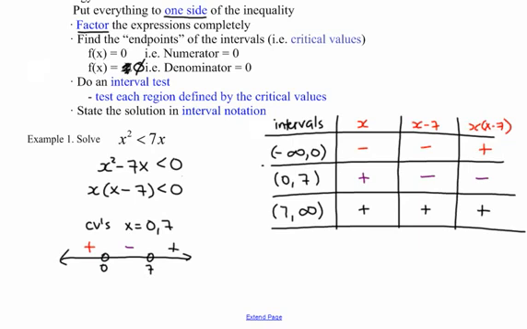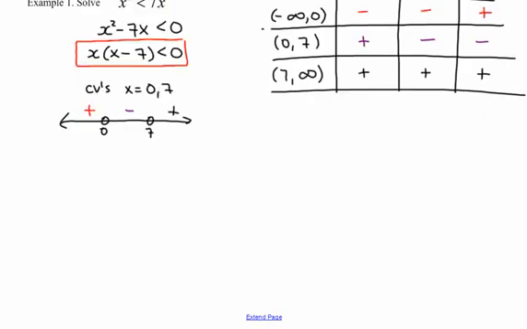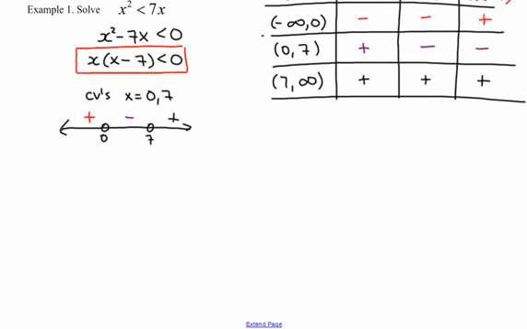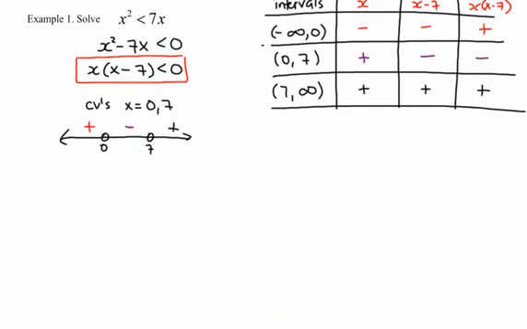Now the question is asking, we want, when is our function, x times x minus 7, less than or equal to 0? Less than means negative. When is it negative? And so it's negative right here, between 0 and 7. So our solution is between 0 and 7. When x is greater than 0, less than 7. That's our answer.